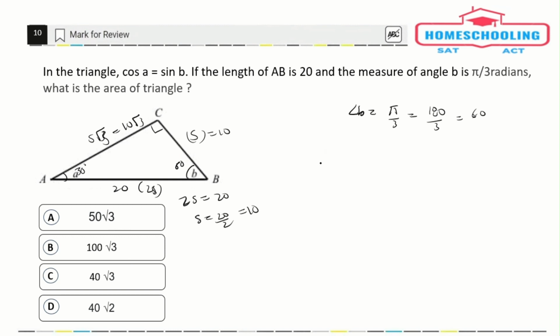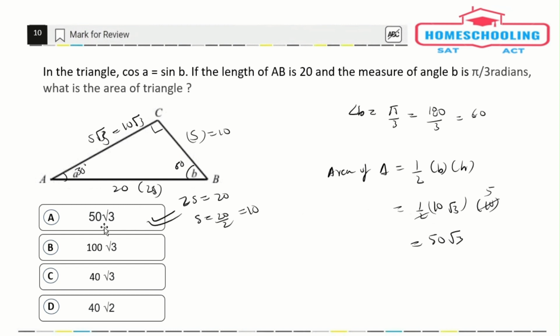So what is the area of the triangle? Area of triangle is half into base into height. So base is AC, 10 root 3, and height is BC, that is 10, and this is your hypotenuse. So 5 times 10 root 3, this would be 50 root 3. So this is going to be your answer. Question number 10.